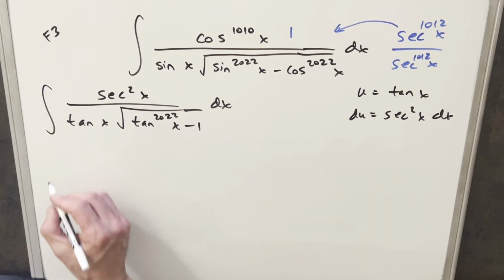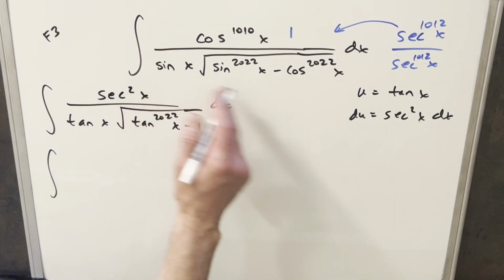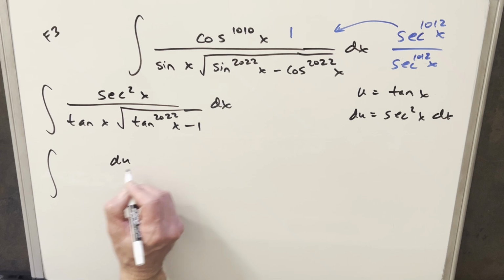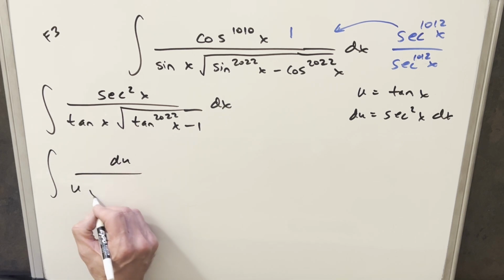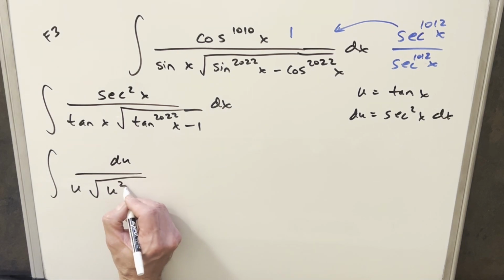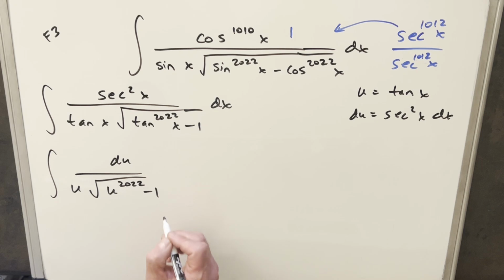But now I can just go ahead and substitute. So again, the whole numerator is going to be just our du. Then this here is going to be u. We're going to have u times the square root of u to the 2022 minus 1.